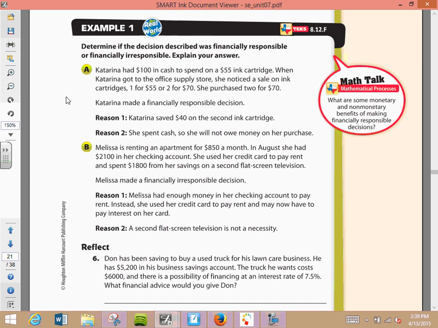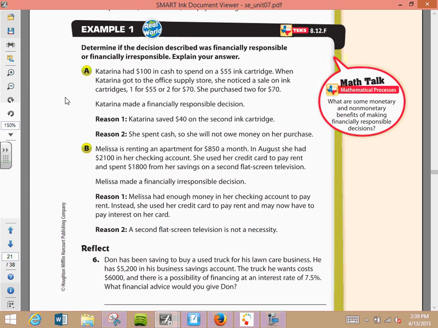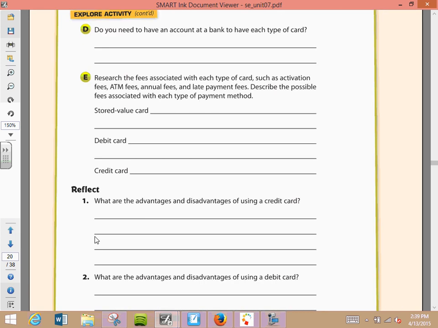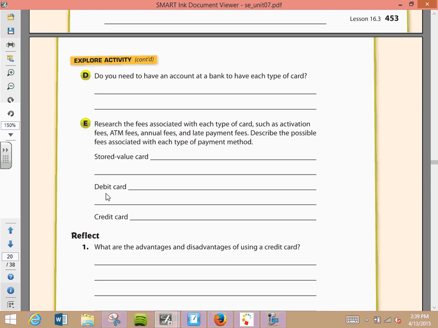This is your example. If you're watching the video, it shows you that. We'll go over this tomorrow. But this is fairly easy. It's asking you whether you have enough money or not.